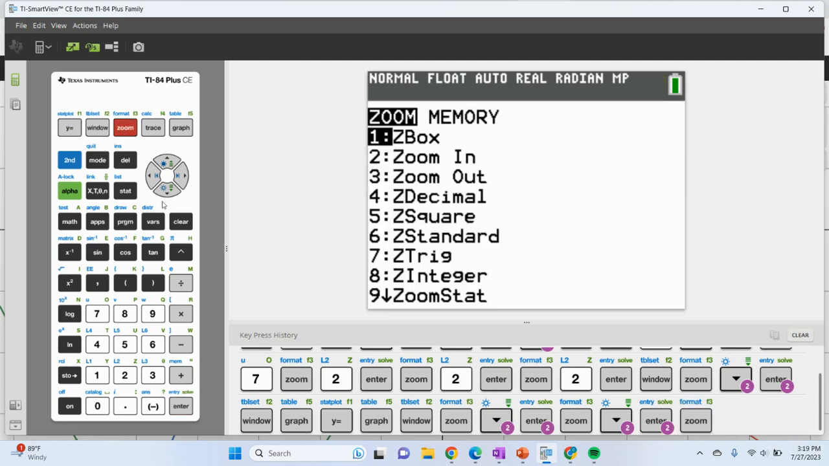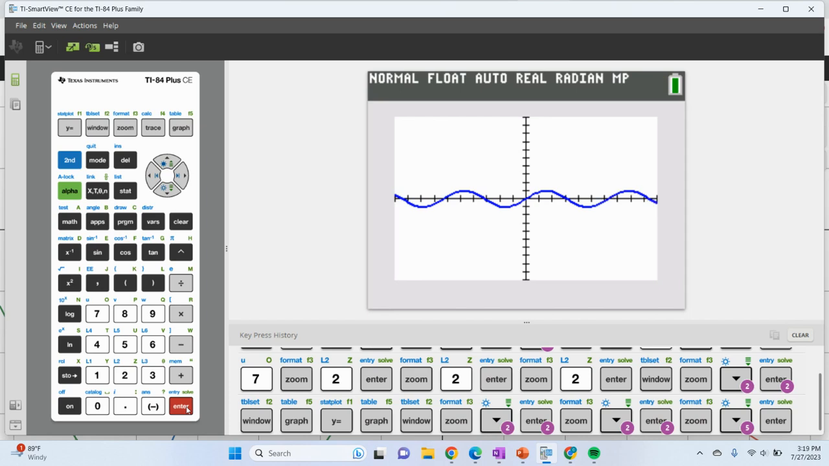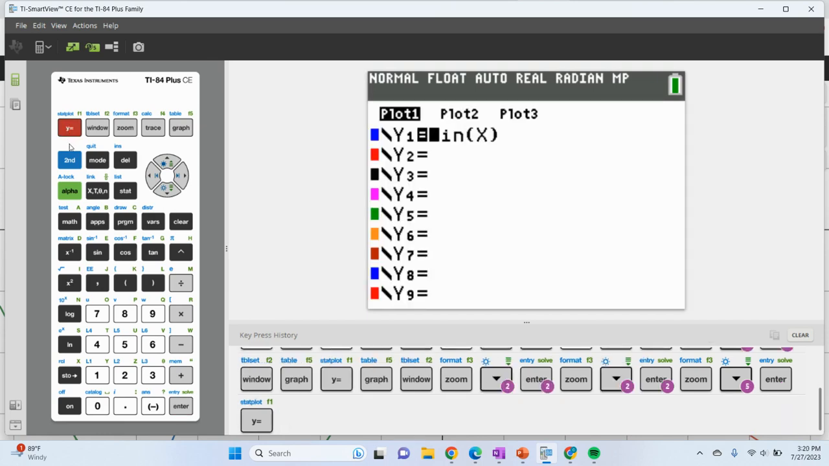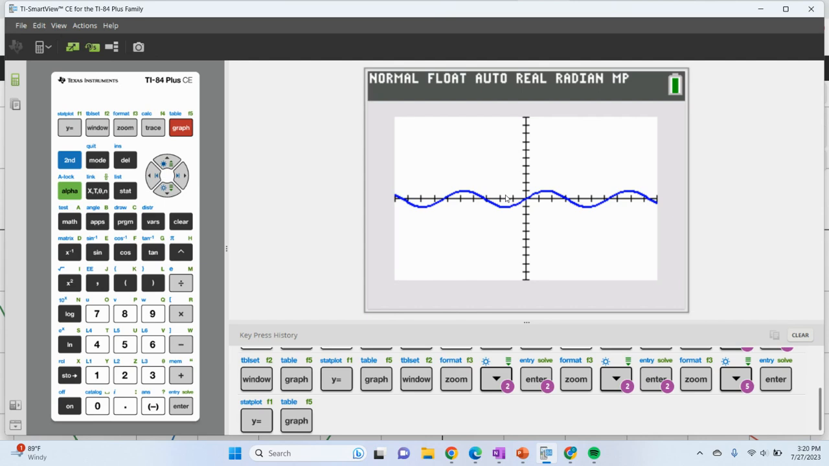And if I go ahead and do zoom, I don't know, let's do zoom standard. You could do zoom trig as well. If I do zoom standard, -10 to 10, definitely looks sinusoidal. And if you go to y equals, you can see I actually did graph sine of x. So it did look like a line. It was actually a function here. So if you zoomed in enough on this graph, it did look like a straight line.